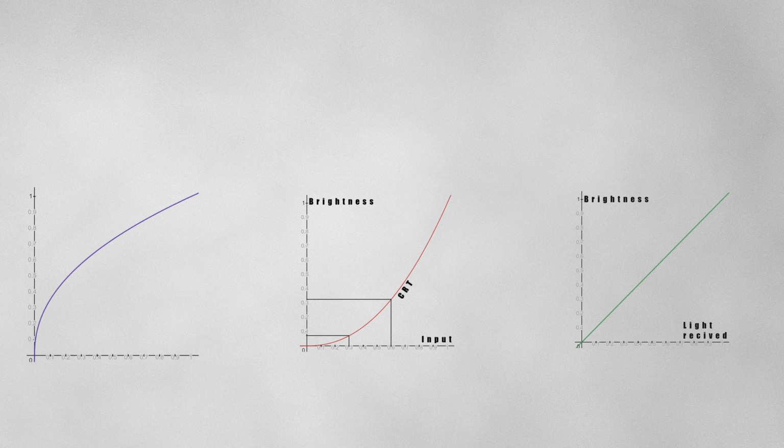Now, what is the math formula for these curves? For this middle curve, each output luminance equals the input signal to the power of a constant number. We call this constant number gamma, which is around 2.2. Another curve has this formula.